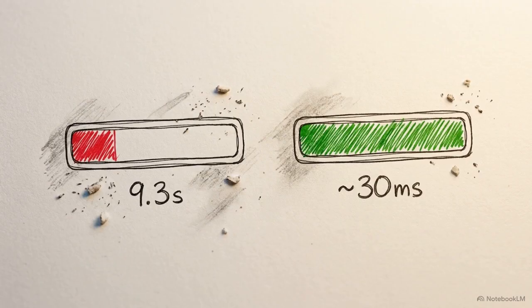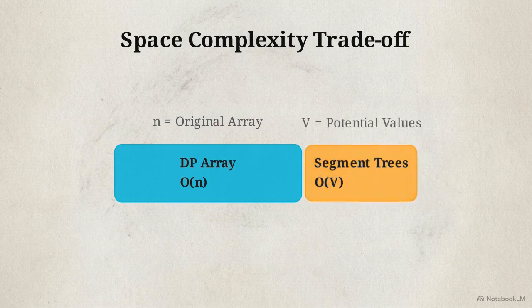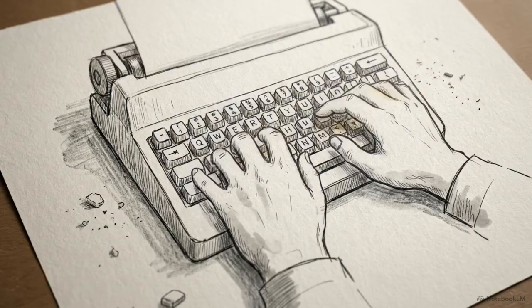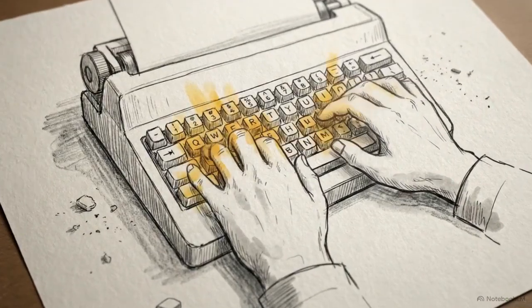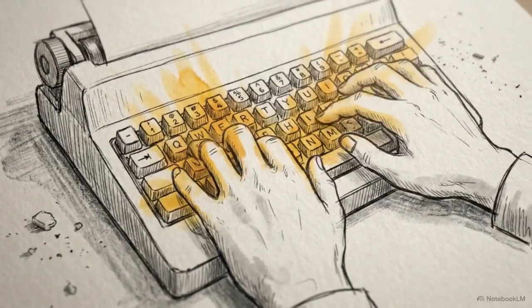To gain this speed, we traded a small amount of memory to house trees that span the entire range of potential values, moving our space complexity to O of n plus v. Trading spatial overhead for a massive reduction in time complexity is a core indicator of competitive programming mastery. This lesson applies well beyond this specific problem.